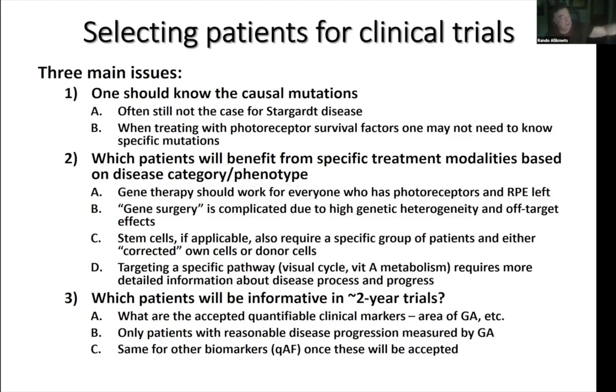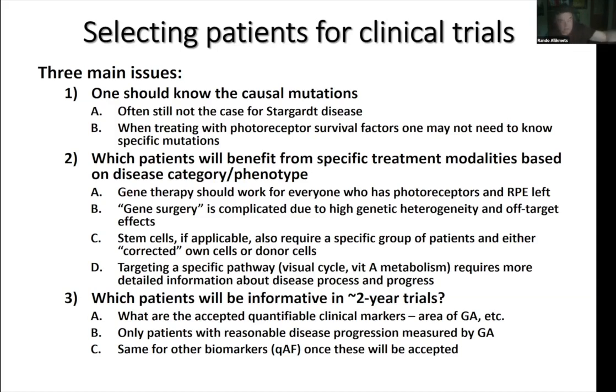Okay, so this I probably already told you. I will not go into this in great detail. One thing is that if you want to treat, let's say, Stargardt patients, do you need to know they have Stargardt? Obviously you think yes, but it really depends on which treatment modality you are trying to use. If you're trying to enhance cell survival, it probably doesn't really matter. Why I'm pointing this out: this gene has so many mutations, and even with the current most advanced screening methods, we still lack many mutations in Stargardt patients.